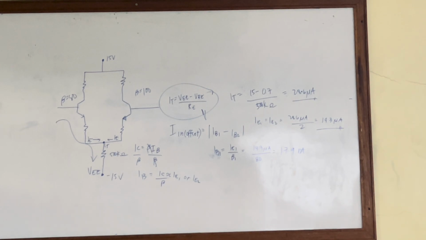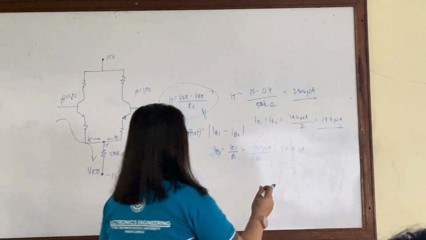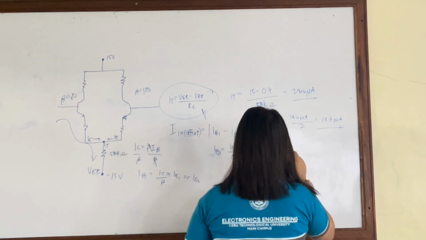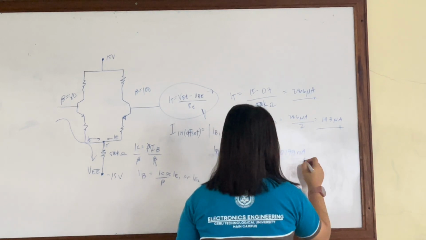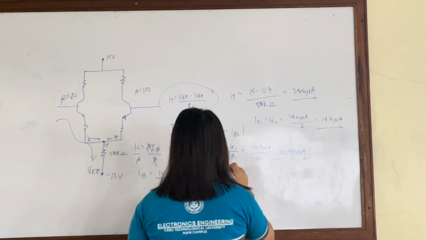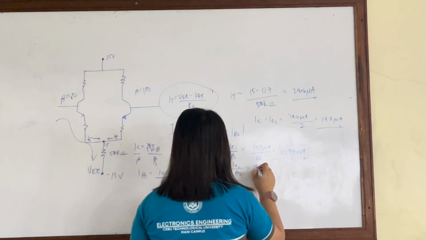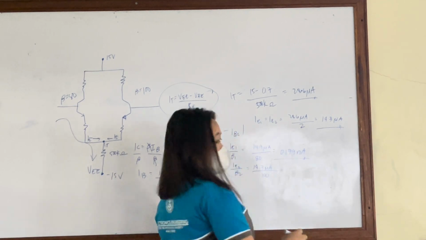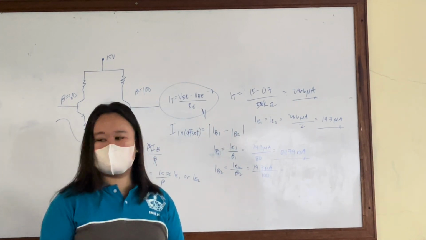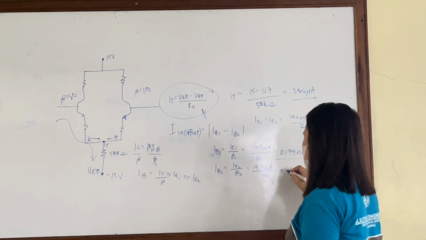Oh, 178. Paano ko hindi pa? 179 lang. 0.179. And IP2 is equal to IE2 over beta 2. We have 14.3 micro all over 100. 143.